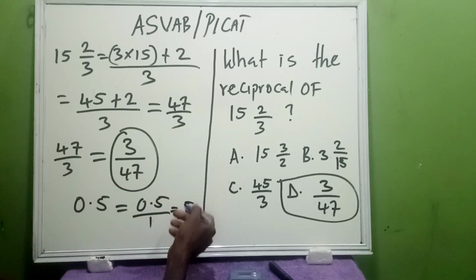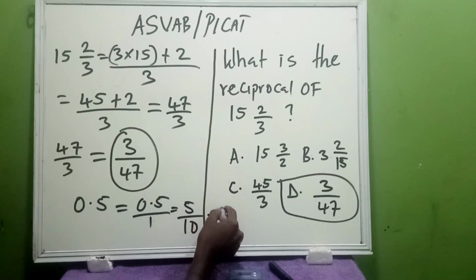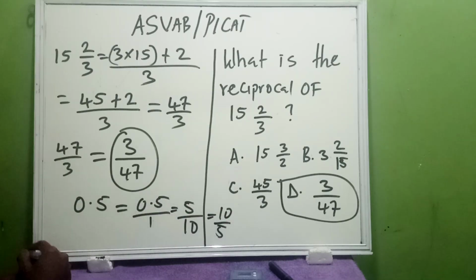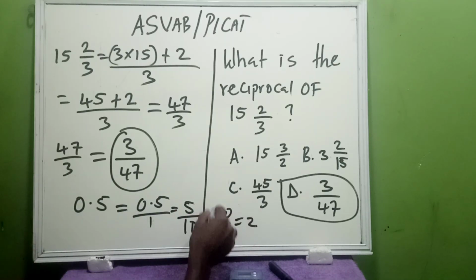Now for us to get the reciprocal of this number, all we need to do is interchange the numerator with the denominator. We now have 10 all over 5. Then 10 divided by 5 will give us 2. Or the reciprocal is 2 over 1 or 10 over 5.